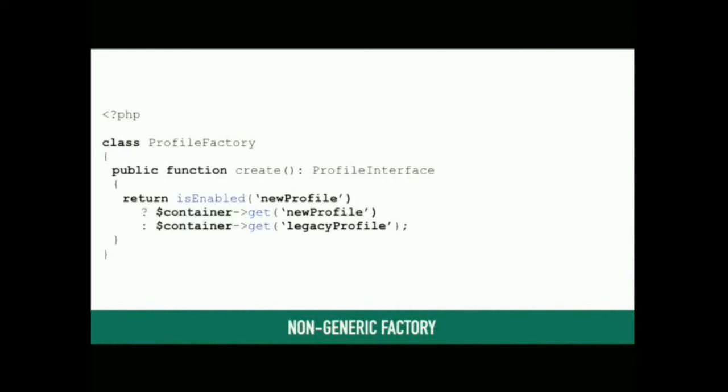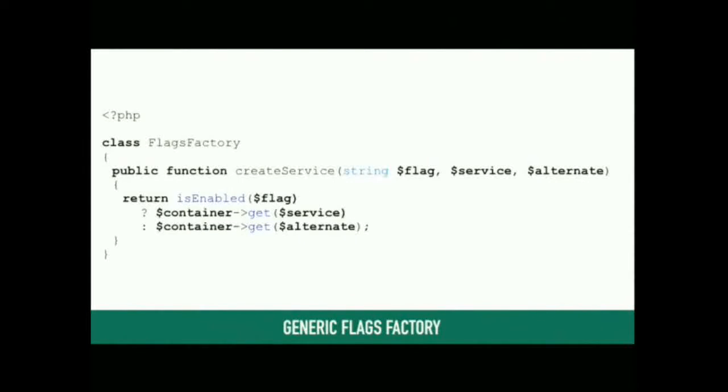This is that we want to return a different factory depending on if a feature flag is enabled. Sometimes we'll return a new profile. Sometimes we'll return a legacy profile. But we can only use this for our one profile feature flag, right? Again, extract it out. So this is a flags factory.